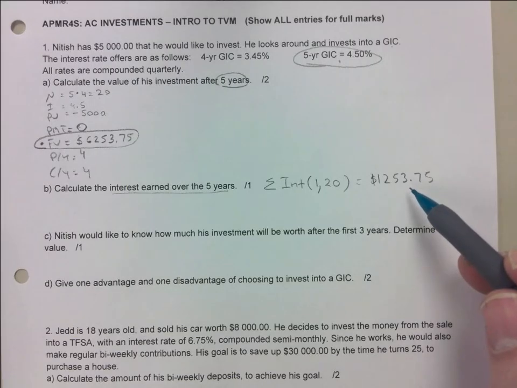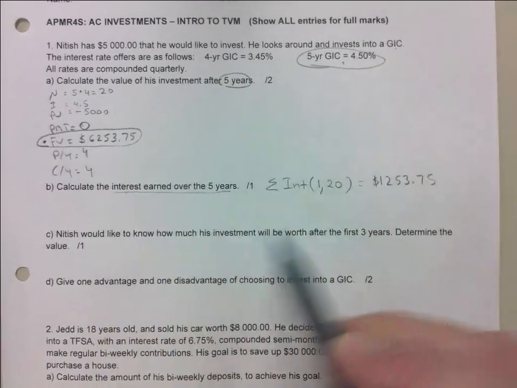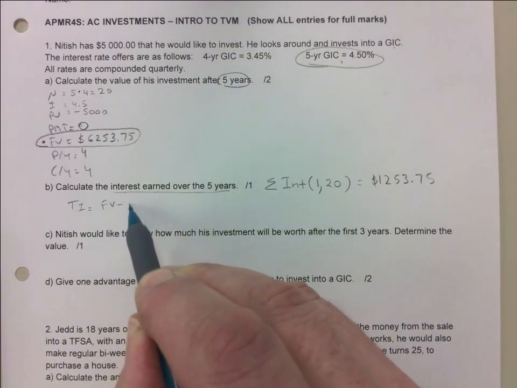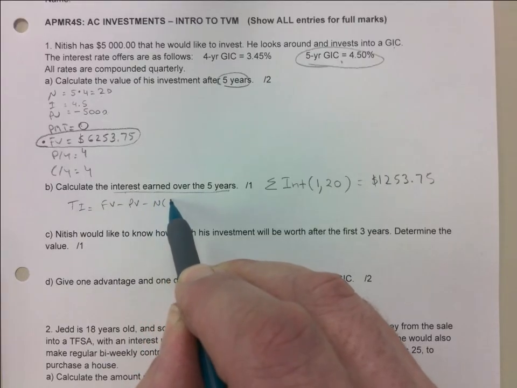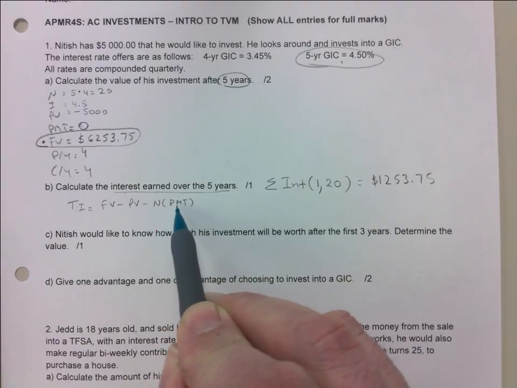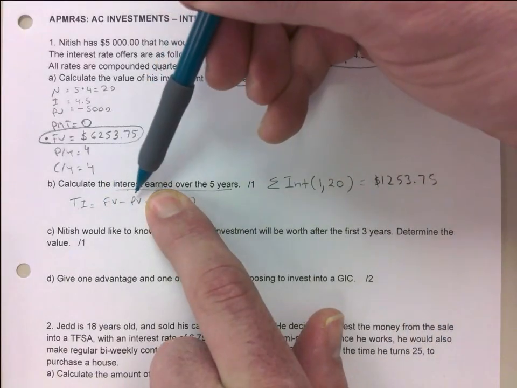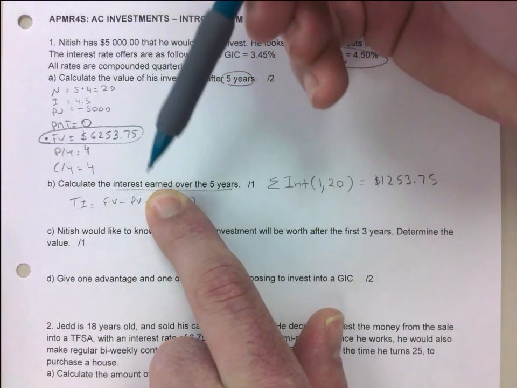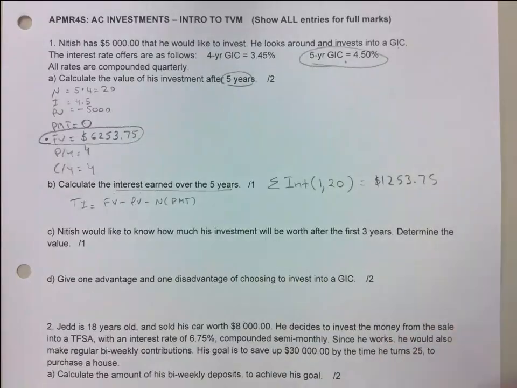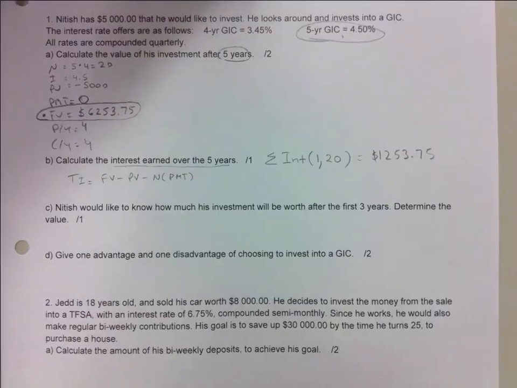This is your interest. The other formula, I gave you a formula, right? It's future value minus present value minus n times PMT. Except PMT is 0, so this is basically gone. So your interest will just be future value minus present value, right? If you use the formula, that's going to give you the answer as well. So I'm not going to use it because I like efficiency. Okay, anyways.